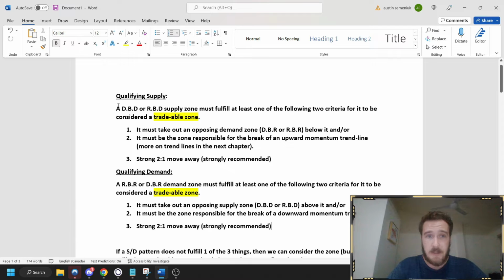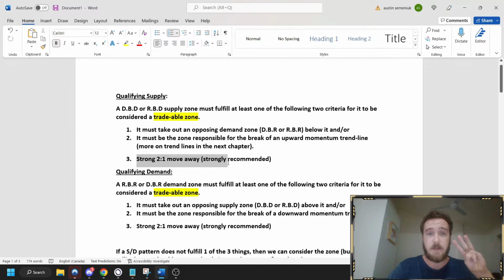Qualifying a supply zone. A drop-based drop or rally-based drop supply zone must fulfill at least one of the following two criteria for it to be considered a tradable zone. Number one, it must take out an opposing demand zone. Number two, it must be the zone responsible for the break of the momentum line or trend line, whatever you want to call it. And number three, strongly recommend this one, strong 2-to-1 imbalance move away.